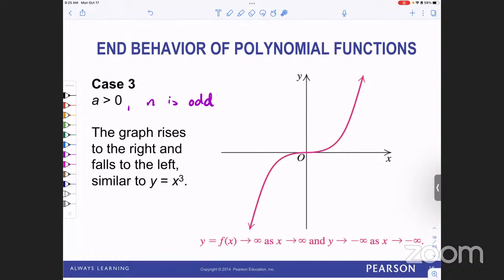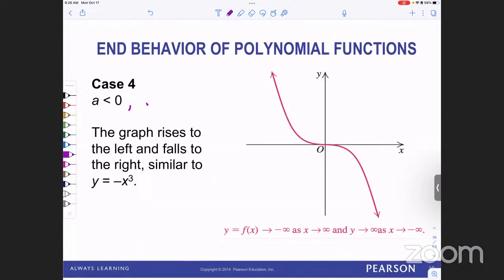Say that one more time. A positive leading coefficient means the right-hand side goes up. With n being odd, that means the left-hand side does the opposite. So if it goes up to the right, it's going to go down to the left. So then the final case is where the leading coefficient is negative, and again, n is odd. So if the leading coefficient is negative, that means it goes down to the right. If n is odd, that means the left-hand side does the opposite.